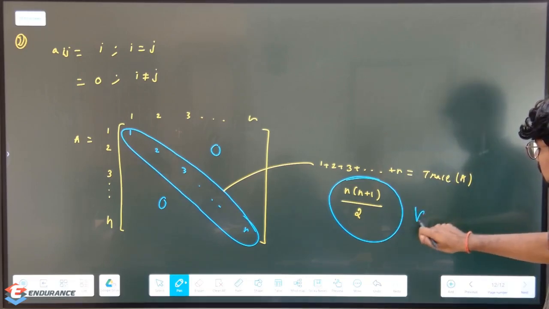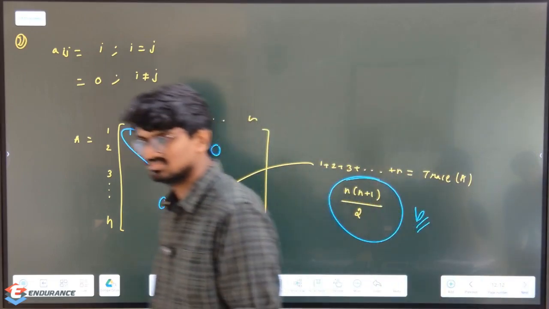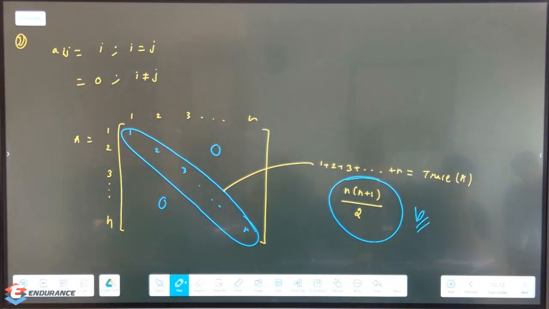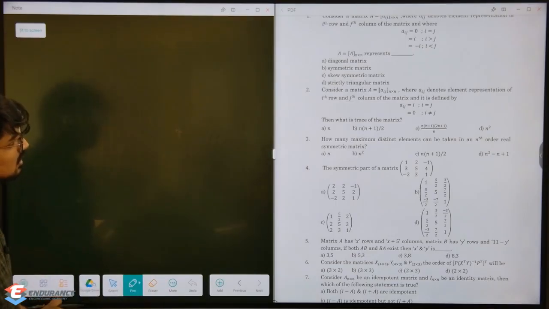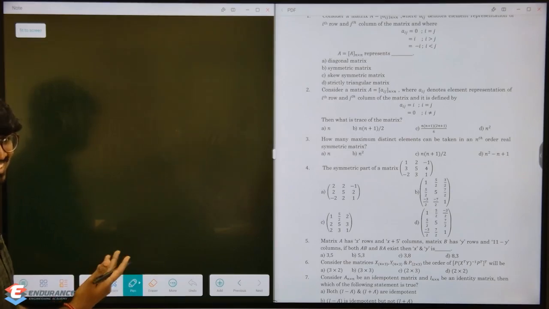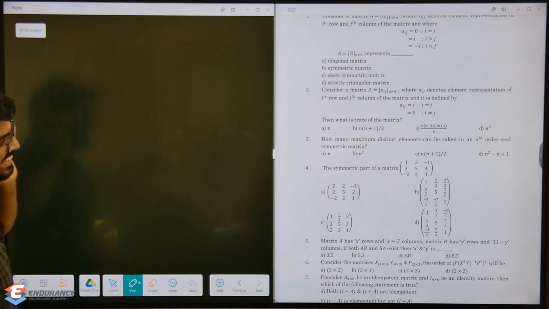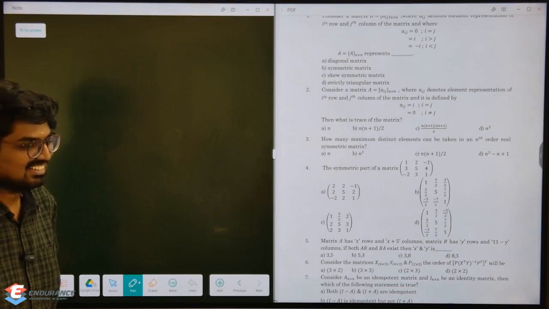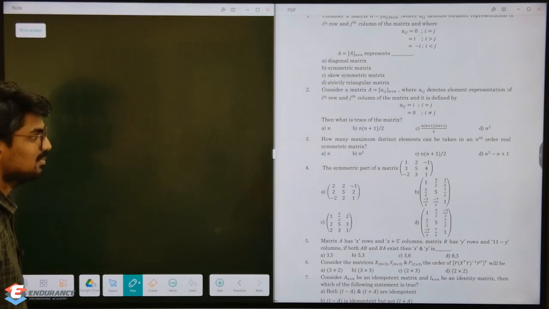Next question. One plus two plus three, six. Okay, if n is three, then one plus two plus three. C is correct. Only two options are left out. That logic is not correct, but I will explain it.